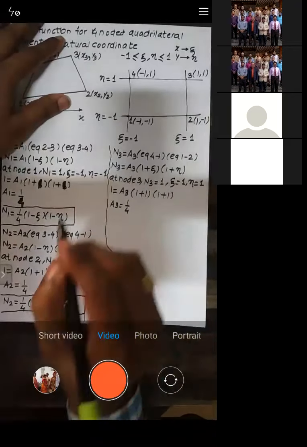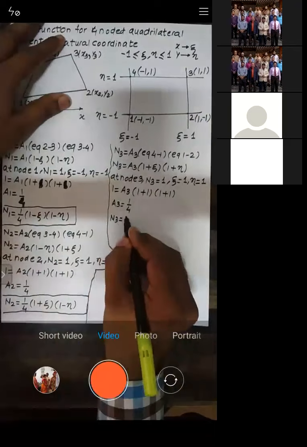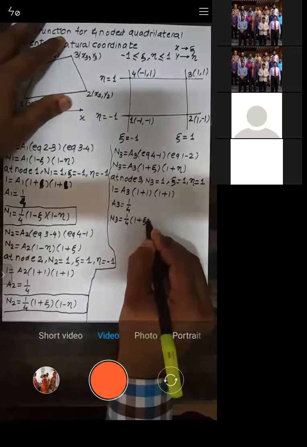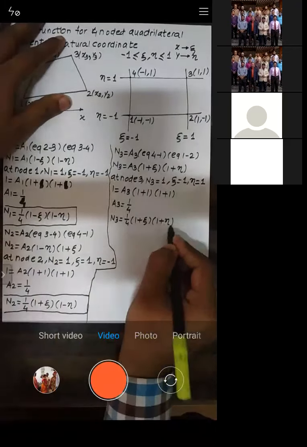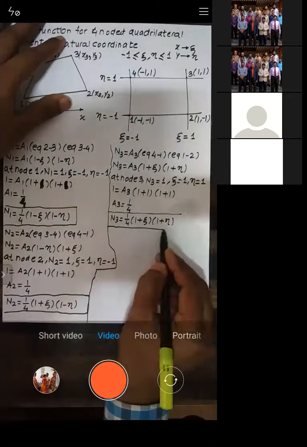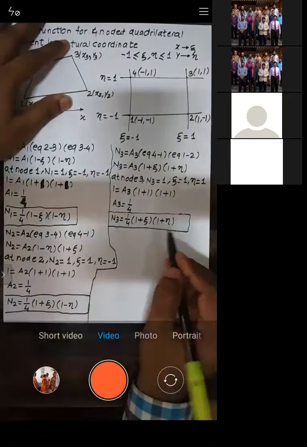I will resubstitute it in this equation. So N3 is equal to 1 by 4 into 1 plus zeta and 1 plus eta, right? So this is what I'm getting as one more shape function, right?